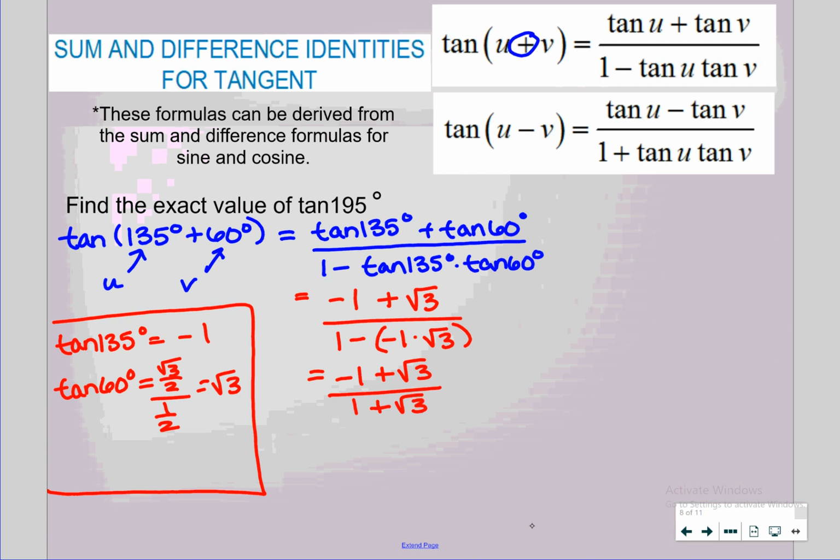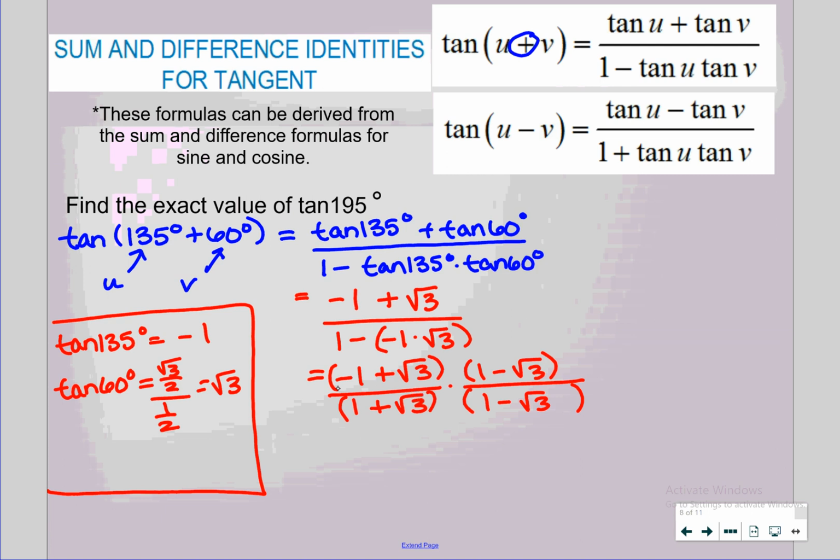Remember yesterday when we rationalized, if we had a plus or minus in the denominator with our radical, we're going to multiply by a conjugate. So it's the same terms as my denominator, different sign between them. So instead of 1 plus rad 3, I'm going to use 1 minus rad 3, on the top and the bottom.